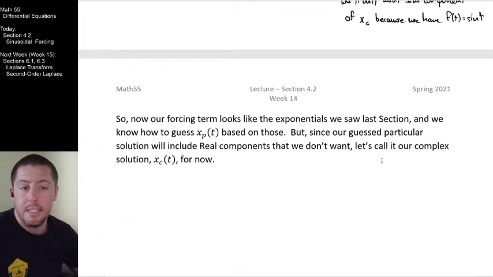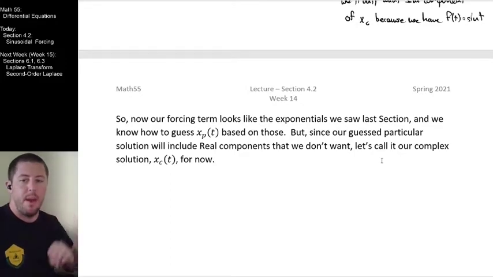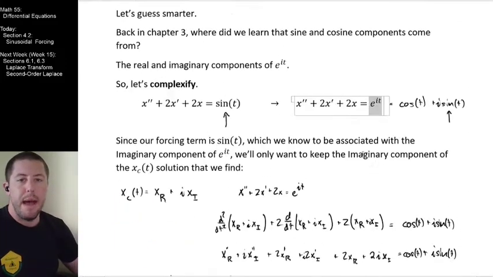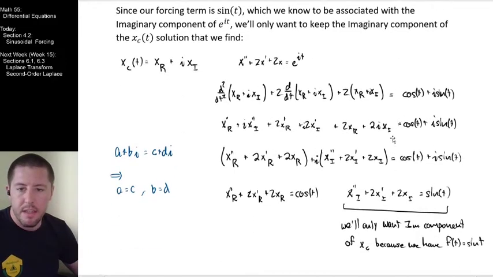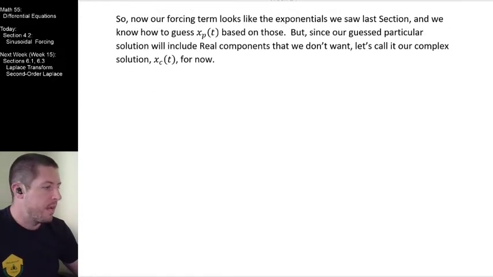But since our guessed particular solution will include real components that we don't want, let's call it our complex solution. And then when we're done finding it, we only wanted the imaginary parts, since the imaginary parts are all that we started with, the sine parts, that's tied to the imaginary stuff right here, all right?